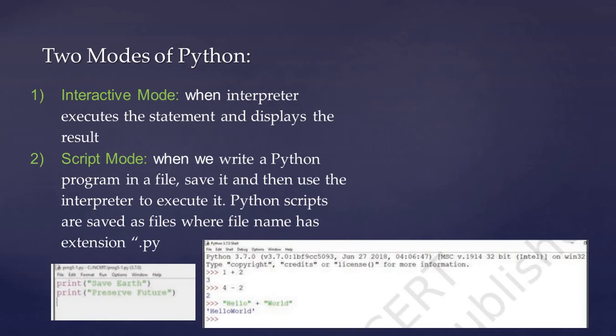There are two modes of Python, the interactive mode and the script mode. As you can see, in the interactive mode shown on the right, the interpreter is directly executing the statement and showing us the result. So 1 plus 2 is 3. We are not saving the result here. But in the script mode, as shown on the left, we have to save it with a .py extension, as you can see over here. And we are printing the result.